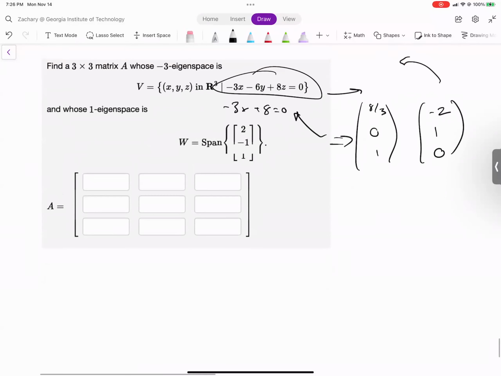So we have 2 vectors for a -3 eigenspace. What is the dimension of our -3 eigenspace? What's our algebraic multiplicity? 2. How do we know that?